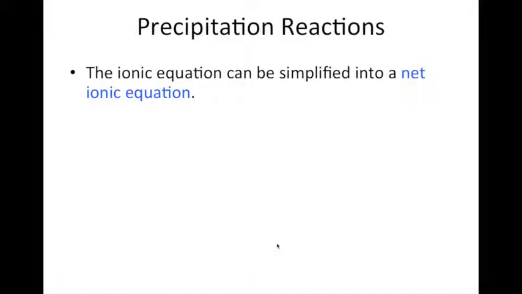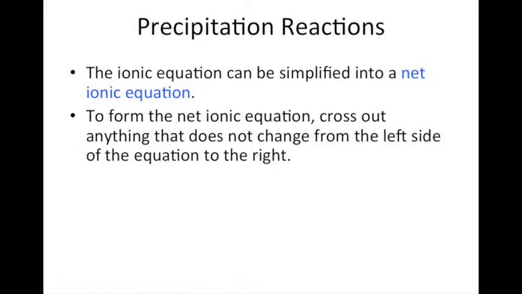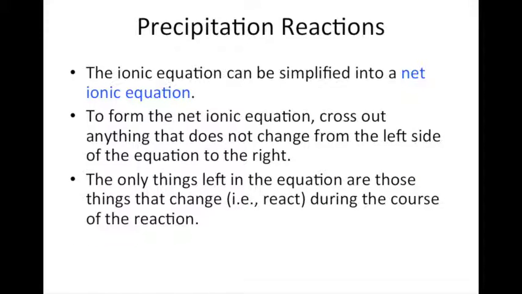Now, one last type of equation that we mentioned we want to look at is a net ionic equation. It's basically just a simplified version of our total ionic equation. So first thing, you write the total ionic equation, and then you cross out anything that does not change from the left side to the right side.